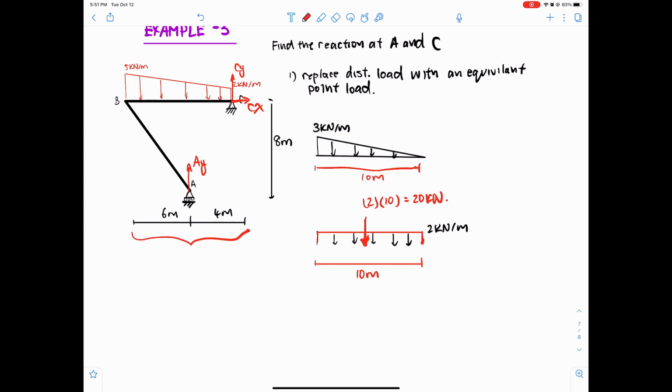As you probably know, the area of a triangle is base times height divided by 2. So that's 3 times 10 divided by 2, or times by a half, right? And you would get 15 kilonewtons total, right? So that's just the total amount of force that's acting on this beam.